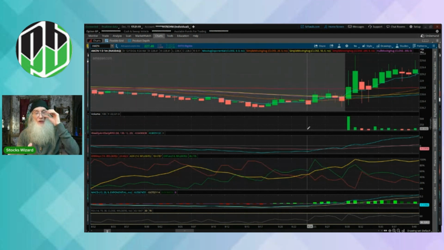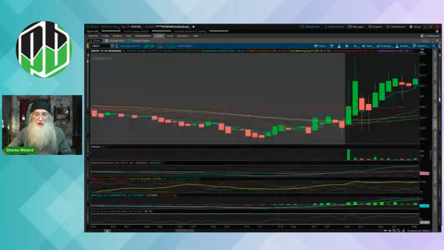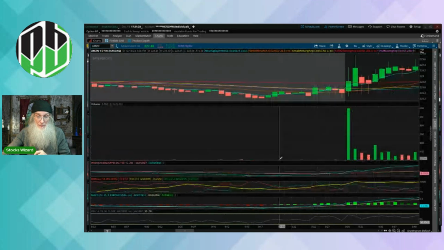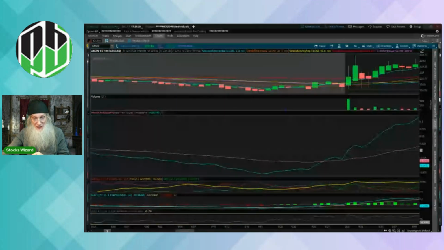And let me tell you, folks, there is a lot of information to be gleaned just from this little slice of chart here. So let me acquaint you with what you're looking at first. Up at the top, obviously, you've got your chart. Underneath that is my first oscillator. This is my volume.